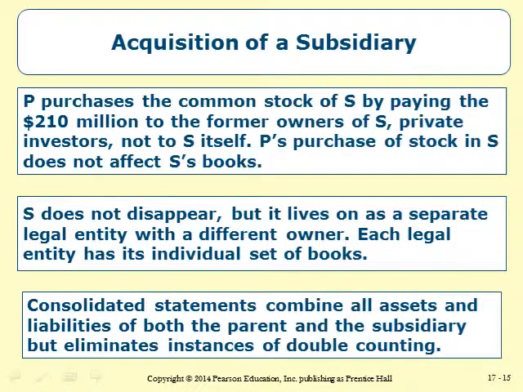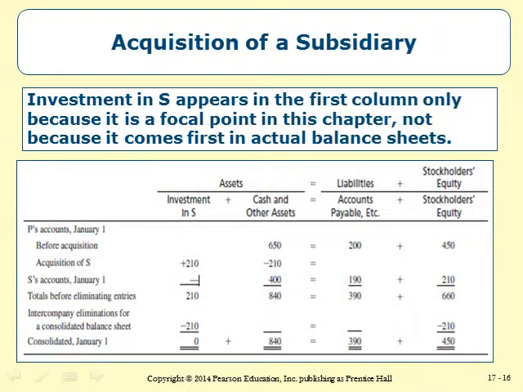The consolidated statement combines all assets and liabilities of both the parent and the subsidiary, but eliminates instances of double counting. Investment in S appears in the first column because it is a focal point in this chapter, not because it comes first in the actual balance sheet.